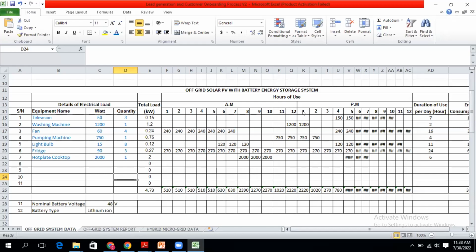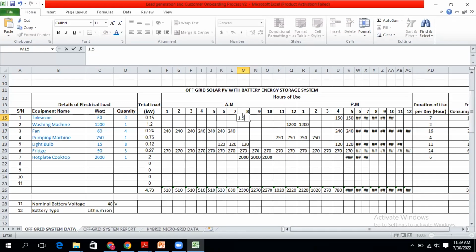Then this is 1 p.m. up till 12 midnight, in the midnight as well, okay? So what time would they be using this television? If they're going to be using this television in the morning hours, maybe 8 a.m., just come to this place and put this value here. Just add 1.5.